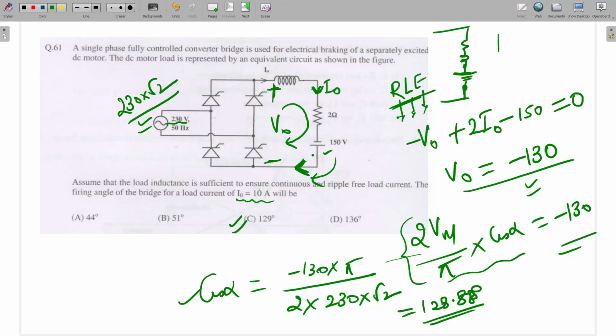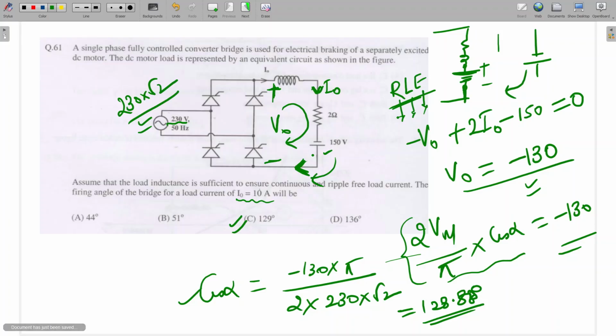One second. Now is it clear now? See, normally a DC motor will be like this: plus will be here, minus will be here. But during braking, we just reverse the terminal such that minus will be at the top, plus will be at the bottom, and this will supply back to the source.